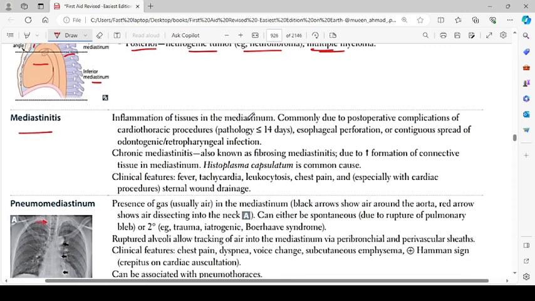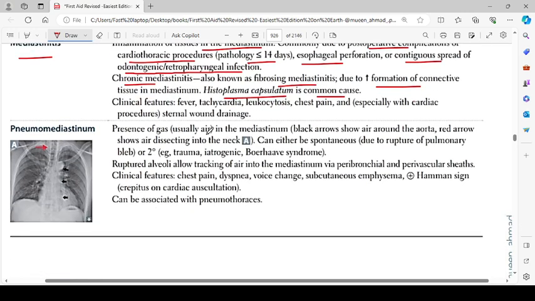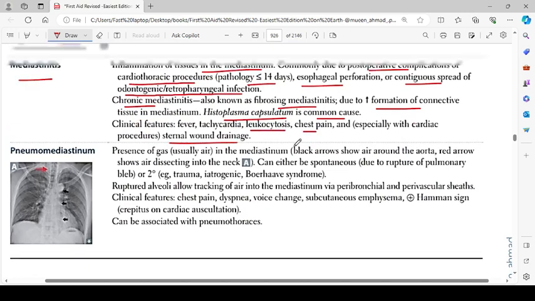Mediastinitis is inflammation of the tissue in the mediastinum, commonly due to post-operative complications of cardiothoracic procedures. Less important pathologies are esophageal perforation or contiguous spread of odontogenic retropharyngeal infection. Chronic mediastinitis, also known as fibrosing mediastinitis, is due to increased formation of connective tissue in the mediastinum. Histoplasma capsulatum is a common cause. The clinical features are fever, tachycardia, leukocytosis, chest pain, and especially with cardiac procedures, sternal wound drainage.